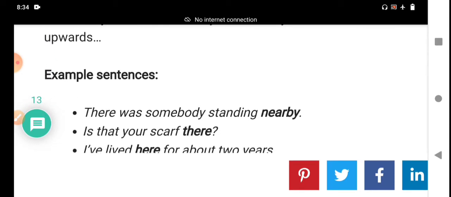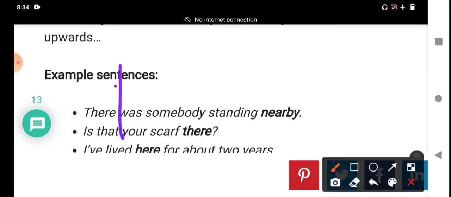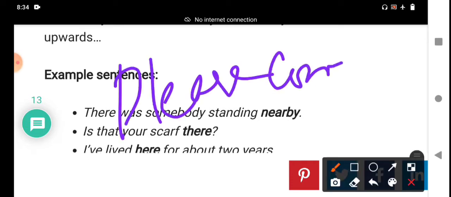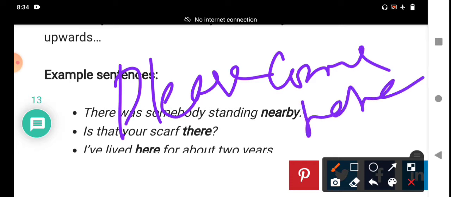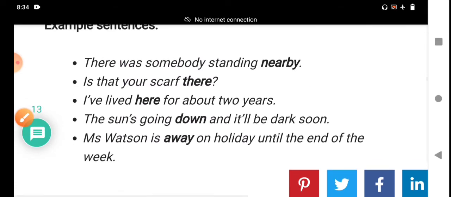For example, please come here. I will write one simple example. Please come here. Here, there: adverb of place. Sit down here. Adverb of place. Go there. There is an adverb of place. Go there. Here are some of the examples they have given, and all of you observe, my dear students.